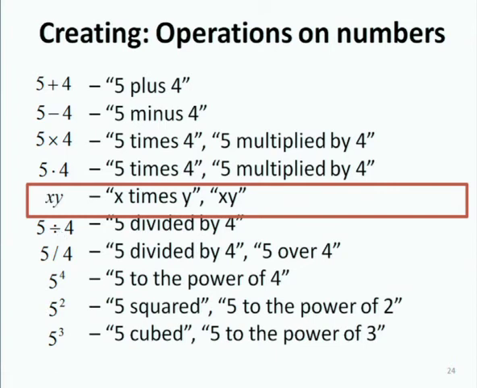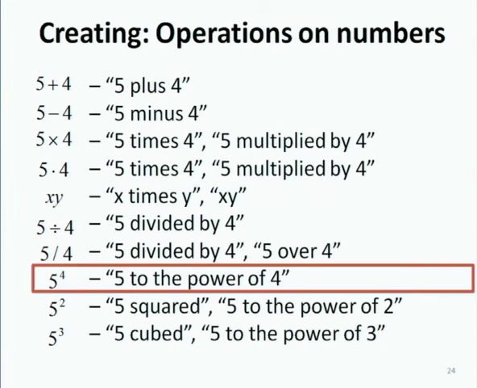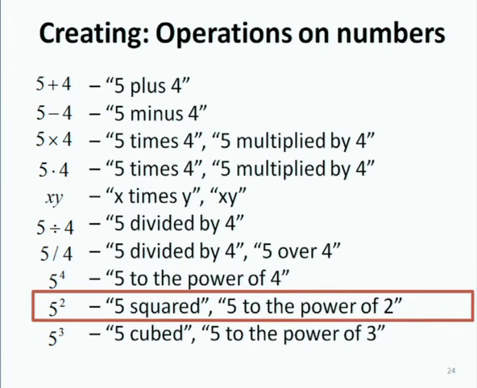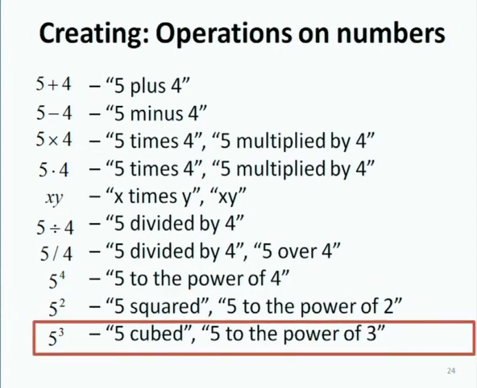And 5 divided by 4 is most often written as a fraction as well by mathematicians because they like fractions. This is read aloud as 5 to the power of 4. And it means 5 times 5 times 5 times 5. That's read aloud as 5 squared, but you can still say it as 5 to the power of 2 if you want. And that's 5 cubed, but you can also read it as 5 to the power of 3 if you want to.